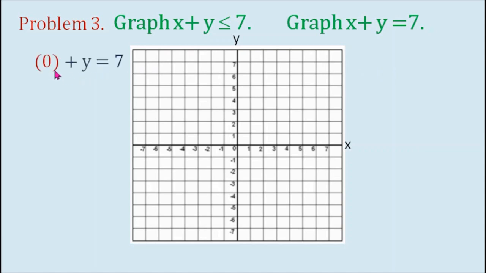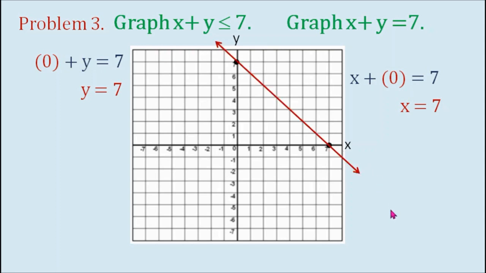When x is 0, that's 0 plus y equals 7, so that means y equals 7. And y equals 7 is here. Now when y is 0, that means x plus 0 equals 7. That means x equals 7. And x equals 7 is here. Now our inequality sign is less than or equal to, so that means we are going to connect these 2 points with a solid line.